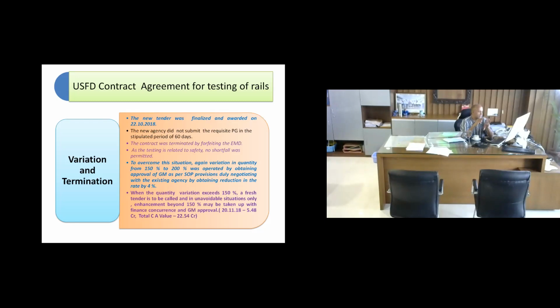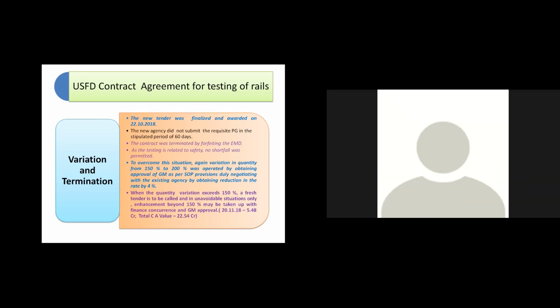The agency which was finalized is failing. But rail testing has to continue if you want to run trains safely. So such cases should be looked into from a different angle as compared to normal variation proposals. I fully agree with the finance view that normally we should not exceed beyond, say, 125% or, in some cases if required, 140%. If you at all want to vary, start in advance.